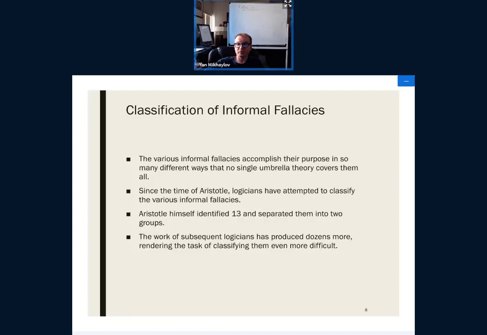How do you classify informal fallacies? Now, there are different ways to classify them. Aristotle was one of the first who actually tried to classify them. He found 13 of them, divided them into two groups. Since then, there's been various attempts. Different logic books even today have different classification.